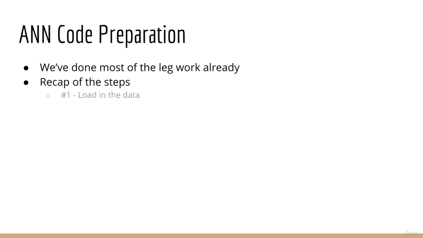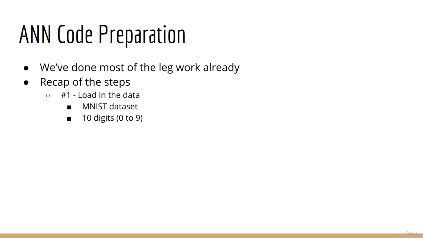Step number 1 is to load in the data. For the coming example, we'll be looking at the classic MNIST dataset, which is a dataset containing handwritten digits. Our job is to accept as input an image of the digit and then classify what the digit is. Since there are 10 possible digits, 0 up to 9, this is a multi-class classification problem.